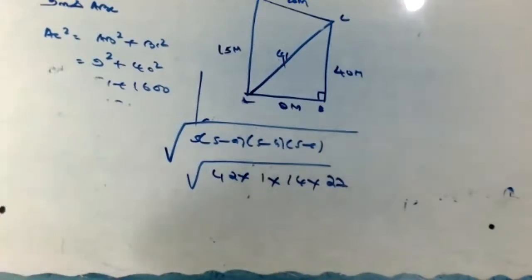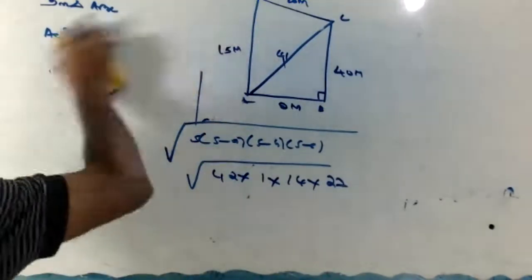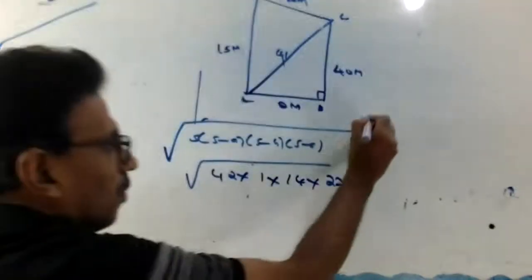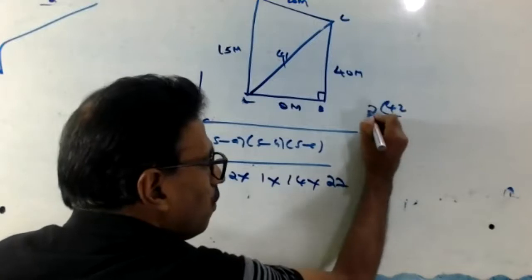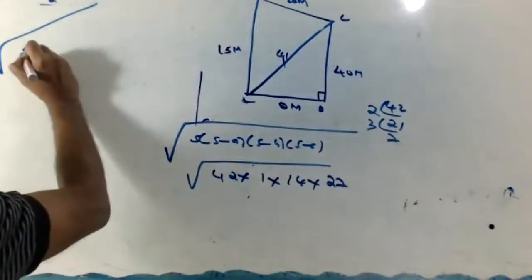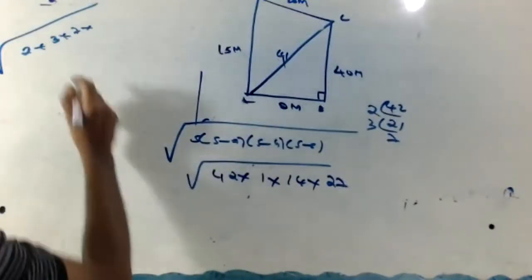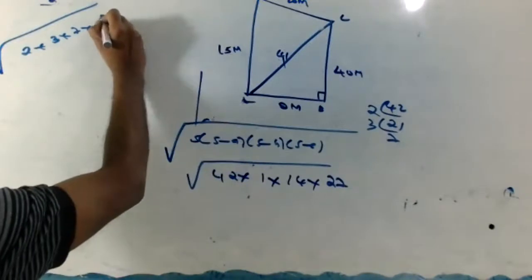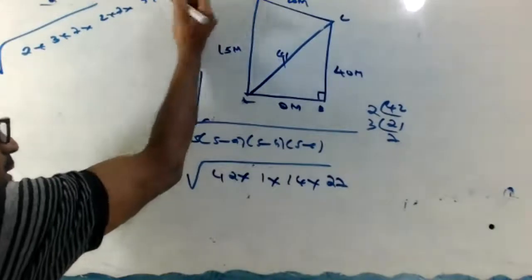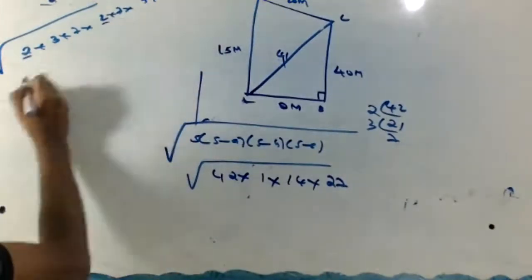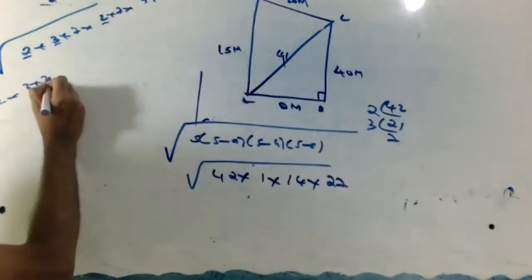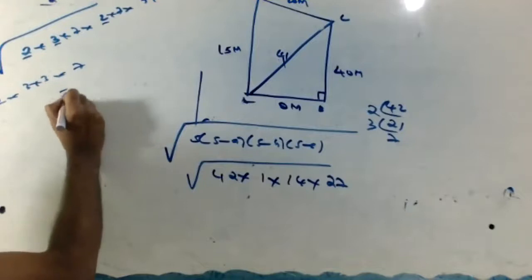Okay, then what? 42 we can simplify: 2, 21, 3, 7, so 2 into 3 into 7. 1 we can't do anything. 14 is 2 into 7. 27 is 3 into 3. Okay, now look. These two, one outside. 1, 2, 3 into 3. Then 1, 7. So you'll get how much?